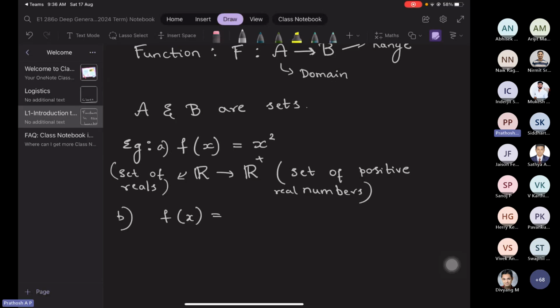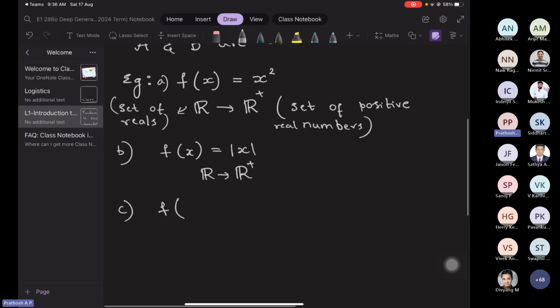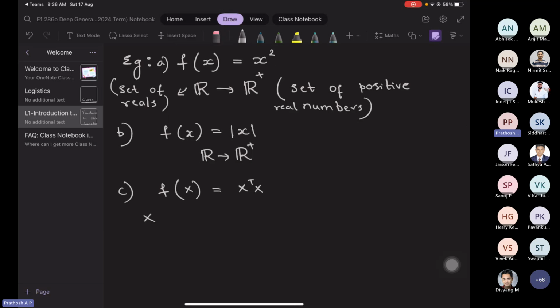So you can think of lots of such examples, right? Another example can be that you take modulus x. Similarly, this is another function that maps R to R plus. So these sets need not be R. They can be anything. Let's take another example where f of x is equal to x transpose x, where x, the domain, is in some d-dimensional real space.